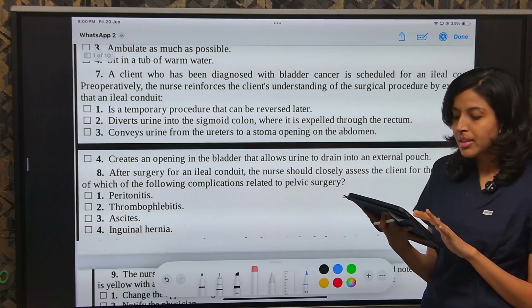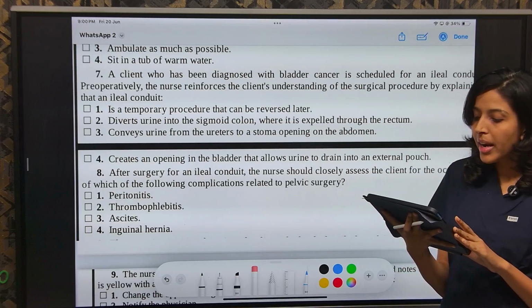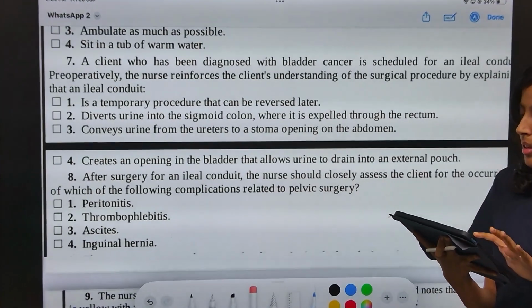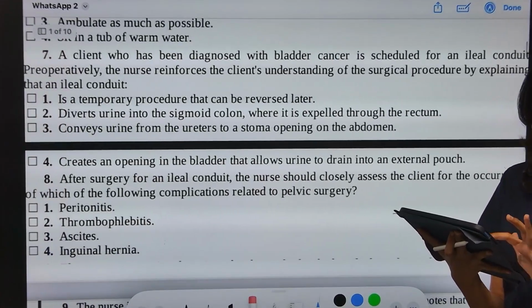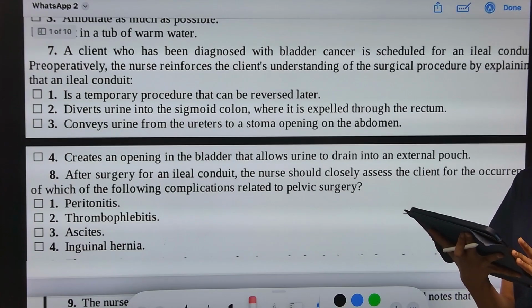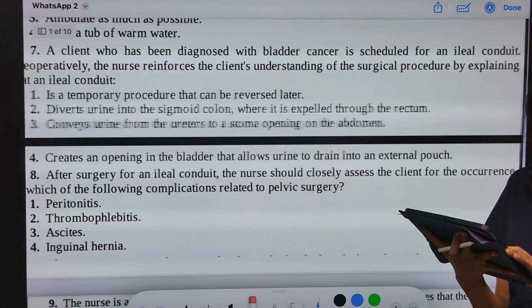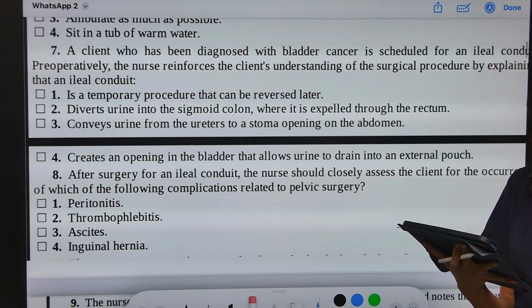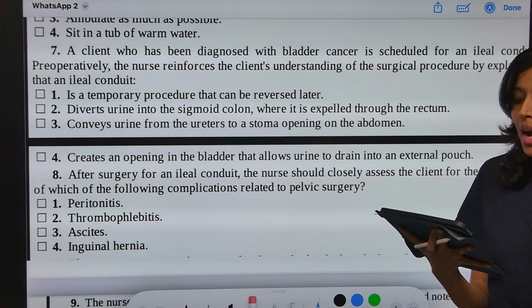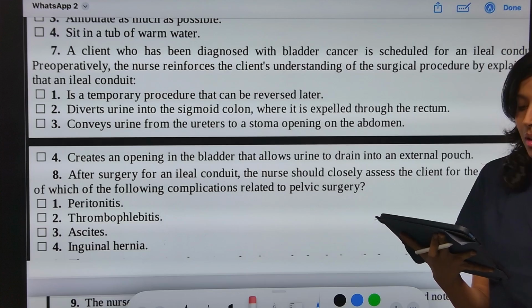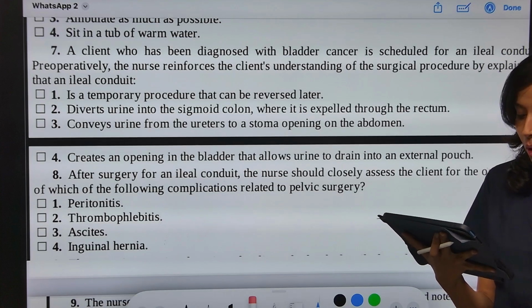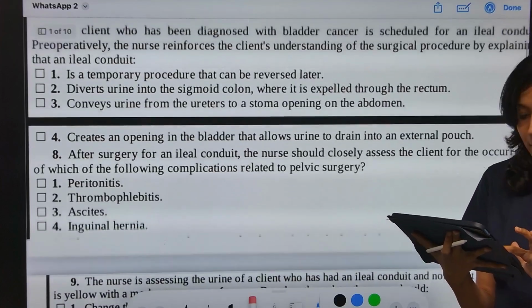Now let's discuss question number 7. A client who has been diagnosed with bladder cancer is scheduled for an ileal conduit. The nurse reinforces the client's understanding of the surgical process by explaining that an ileal conduit is... So now we have to tell how a nurse would explain to the patient what an ileal conduit is. You just have 4 options and 5 seconds to answer.